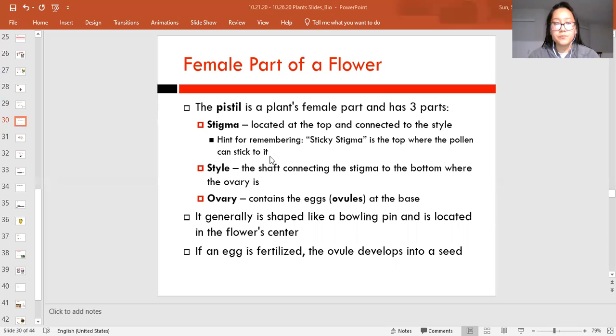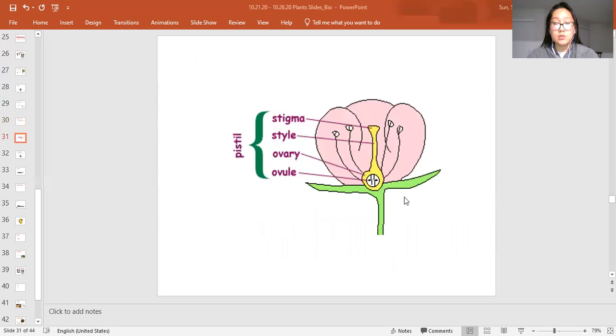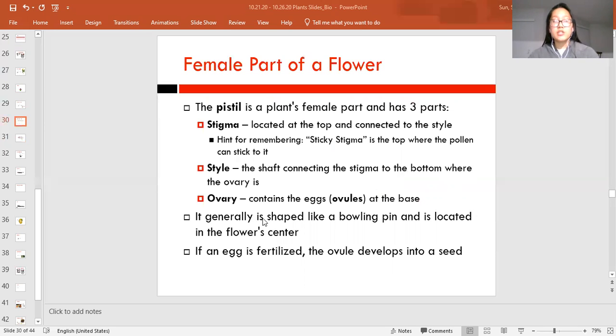the bottom. So the ovary is the last part of the pistil, and it contains the eggs or ovules at the base. So it's at the very bottom of the female part of the flower, which is the pistil. And inside of it, you can see ovules or eggs. It's generally shaped like a bowling pin.